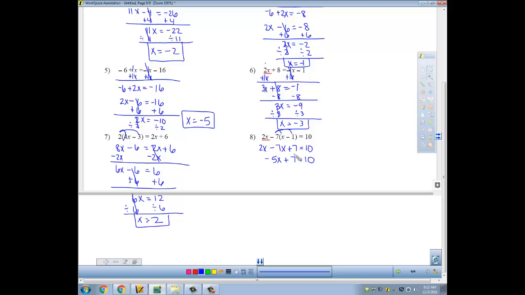And solve it like normal. Instead of plus 7, we subtract 7 from both sides. Get negative 5x equals 3. And then some people say, you can't do that. Yeah, you can. We're going to divide by negative 5.